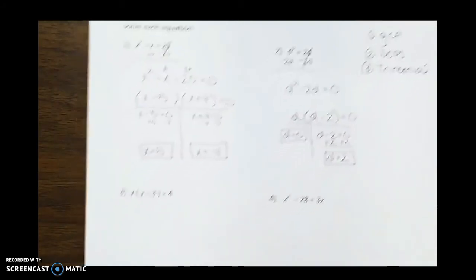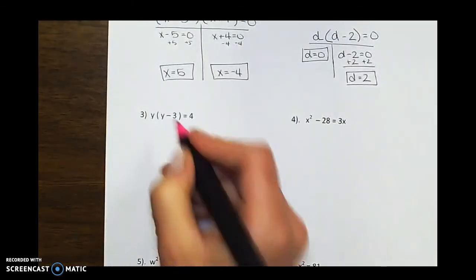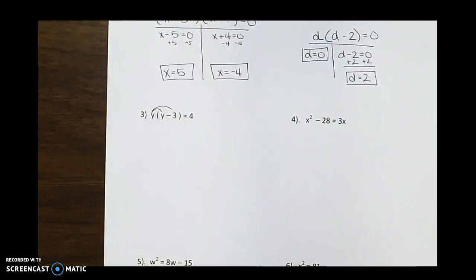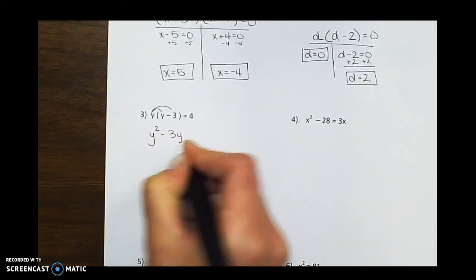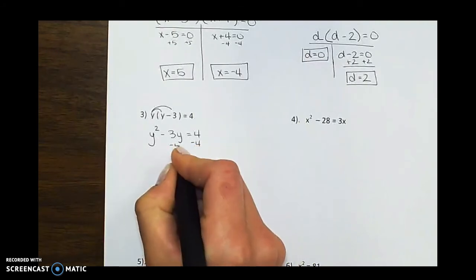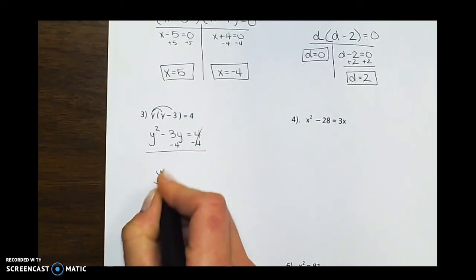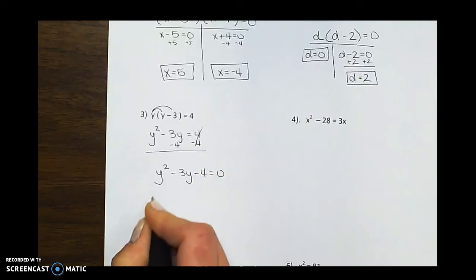All right. Let's go ahead and do number 3. The first thing we have to do is set it equal to 0 and get rid of those parentheses. So we're going to go ahead and distribute. Y squared minus 3y equals 4. Now we have to set it equal to 0, so I'm going to subtract the 4 over. So y squared minus 3y minus 4 equals 0.